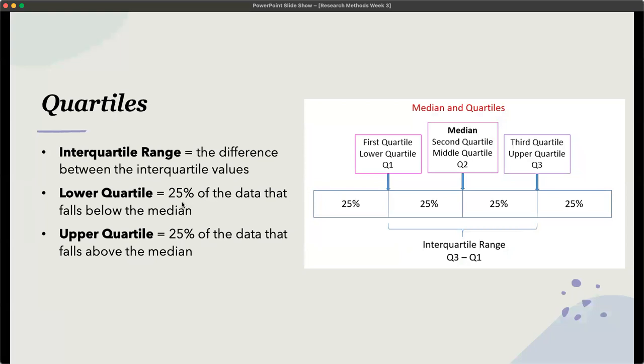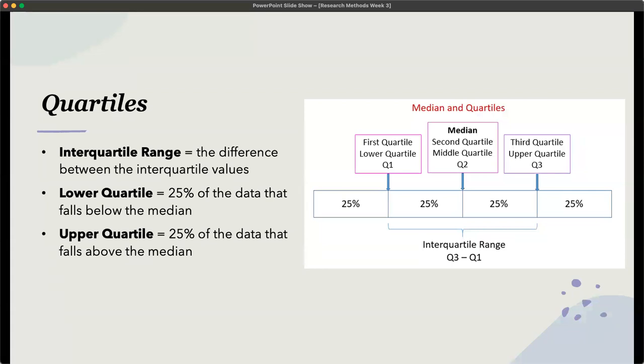And the lower quartile is the 25% of the data that falls below the median. And then the upper quartile is the 25% of the data that falls above the median. So we've got the first quartile, the lower quartile here, the second quartile, which is the middle quartile, the third quartile, the upper quartile here, and then the highest would be the fourth quartile.